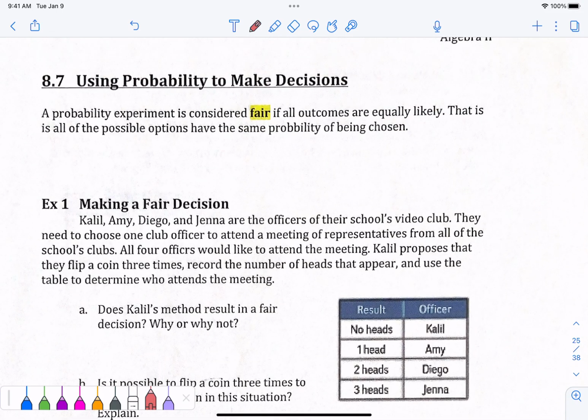We're talking about how we can make decisions using probability. Got it?